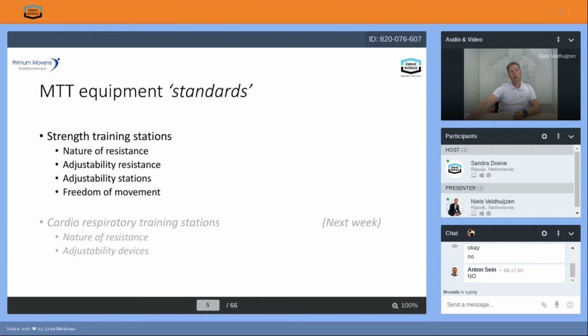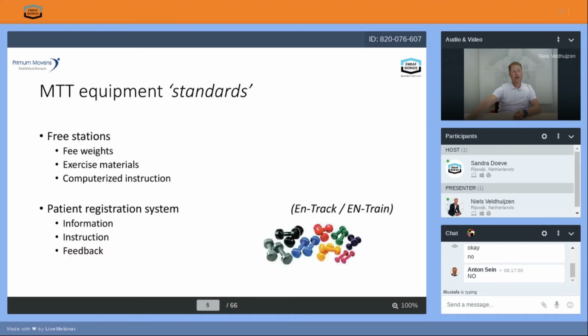But you don't only work with devices. You also have the so-called free stations. They are not actually stations or machines, but exercise materials like free weights. I see there's an R missing in the first sentence. That's free weights. Other exercise materials like balls, like tubes with sand, or anything you'd like. And one of the latest things, since let's say 20 years, there's also computerized instructions, and there are training possibilities with screens and anything like that.